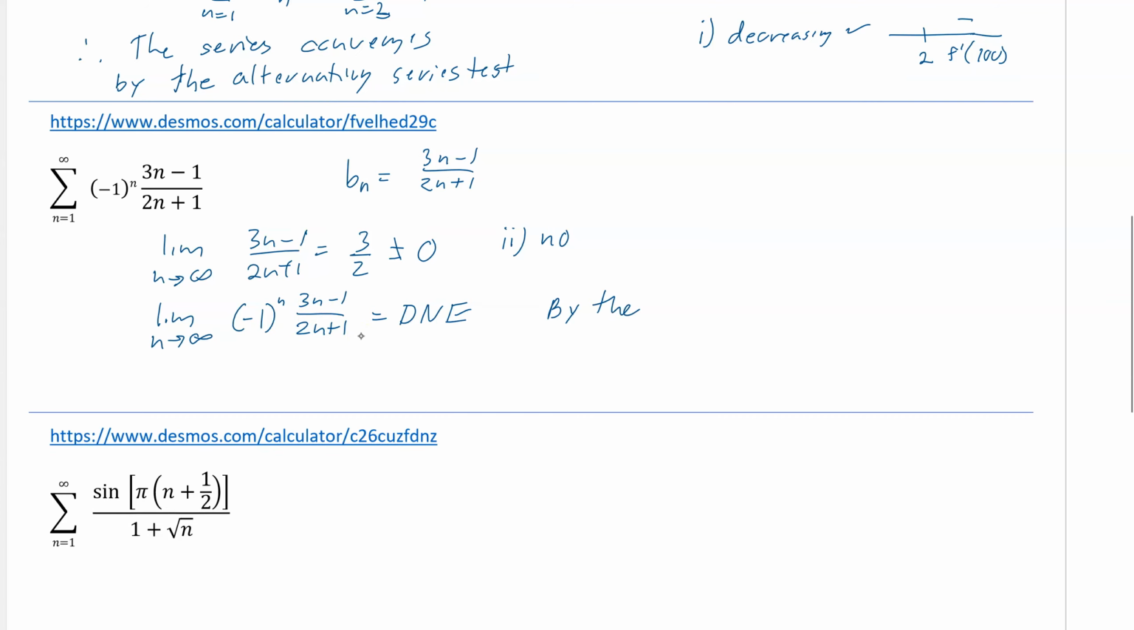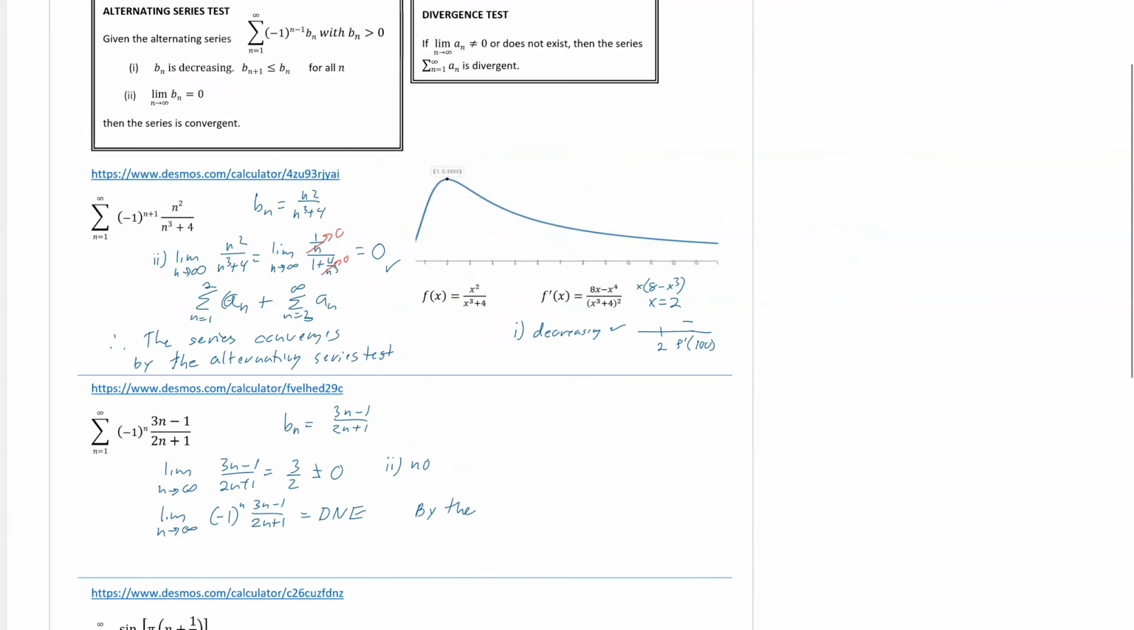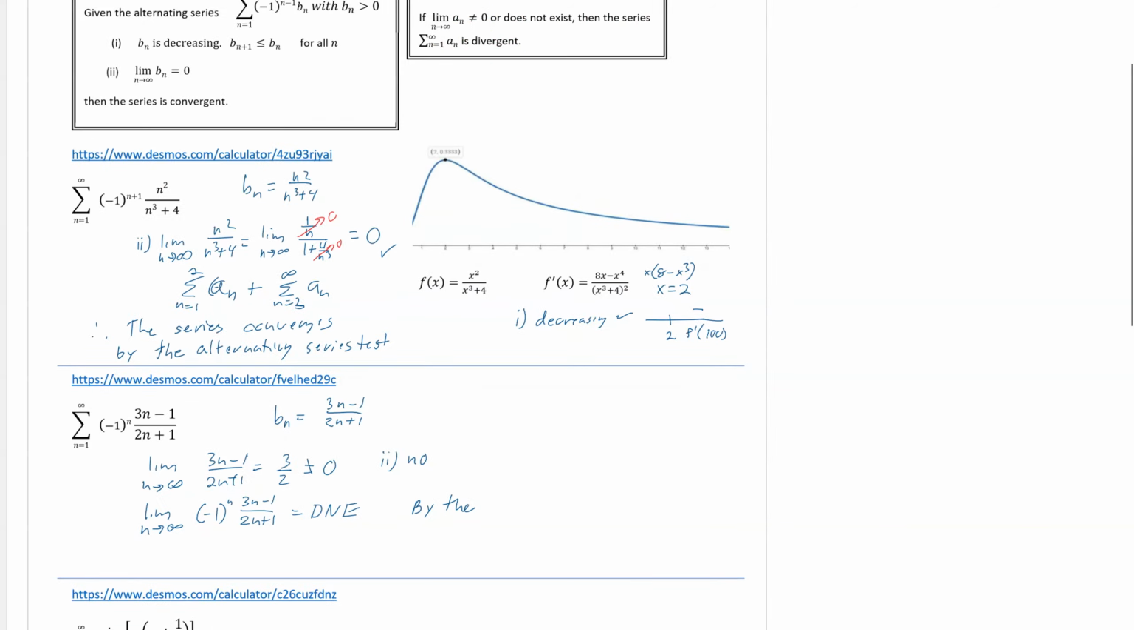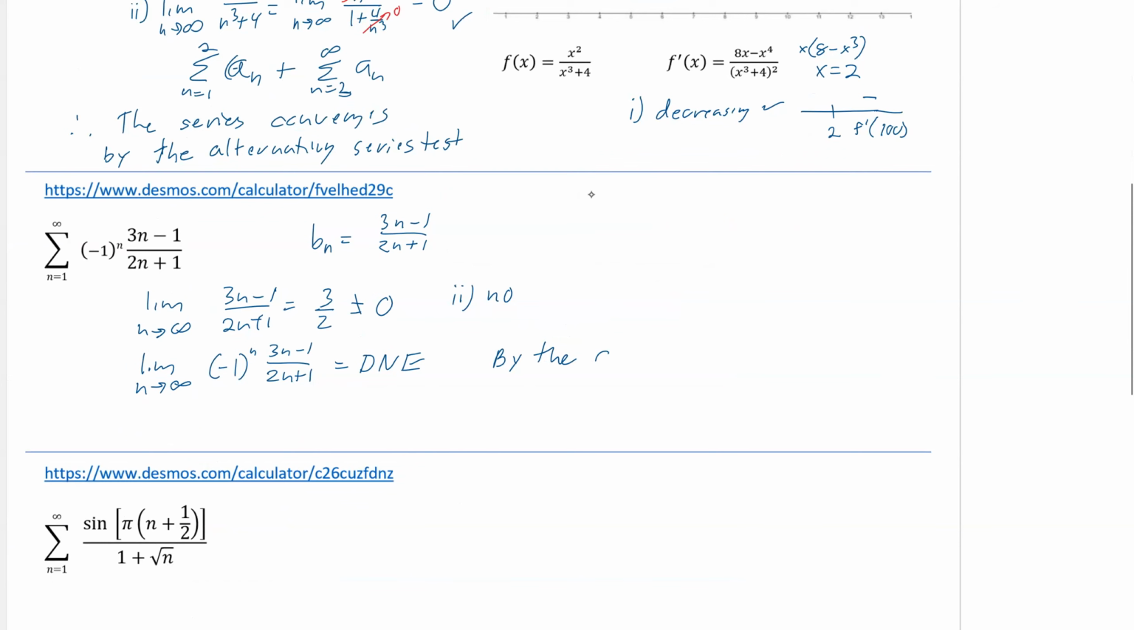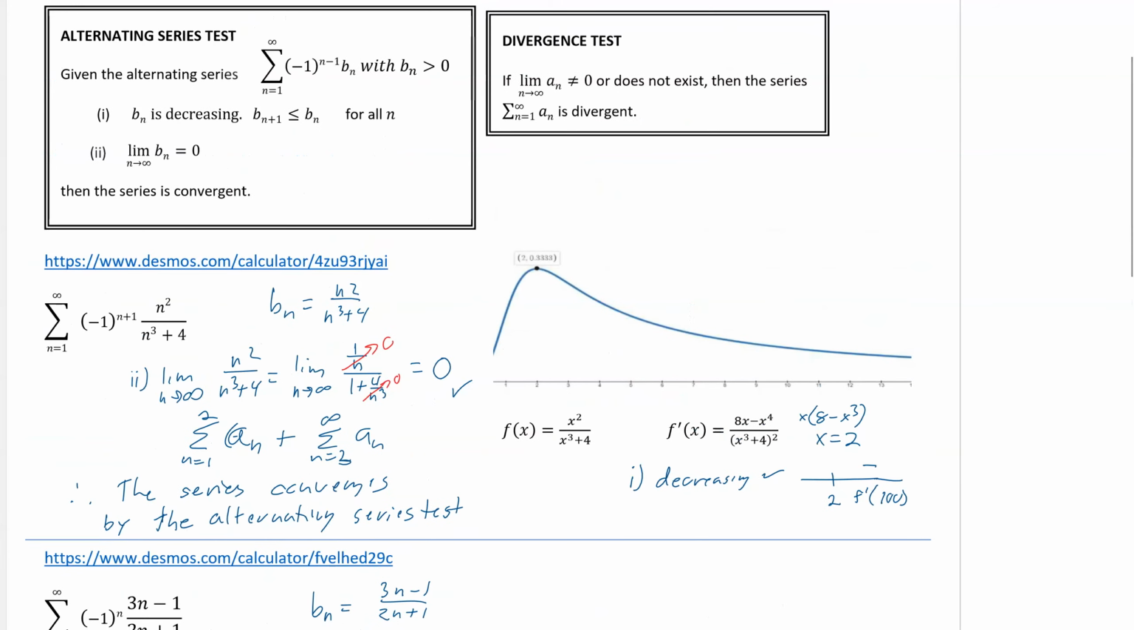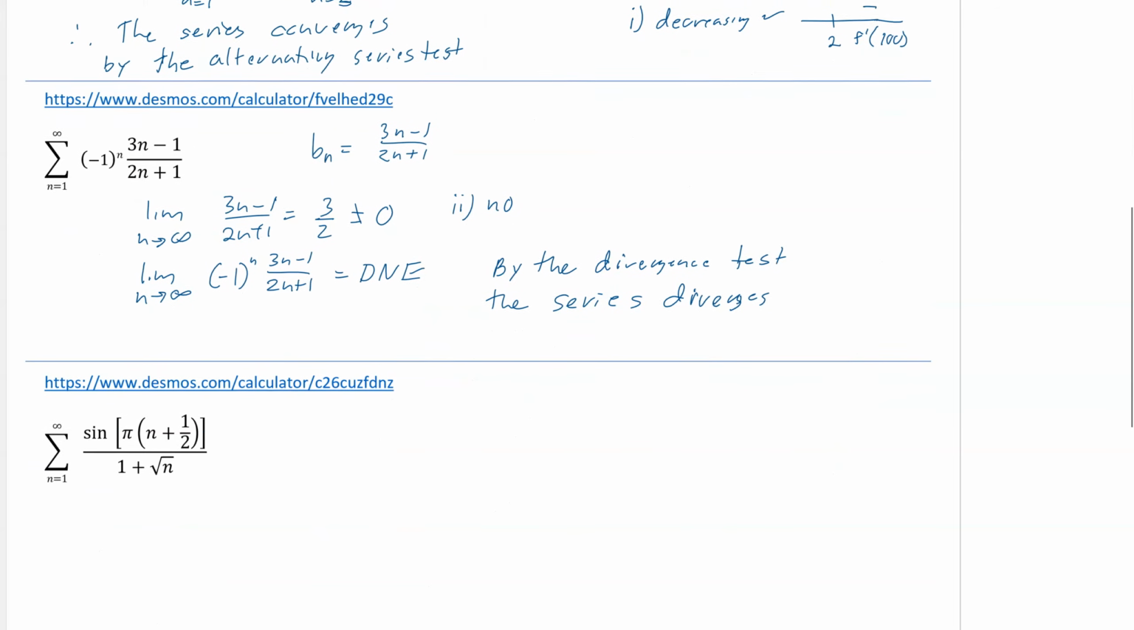So by, and we're using this one now, the divergence test, if the limit of a sub n does not equal 0 or does not exist, then the series a sub n is divergent. So by the divergence test, the series diverges. So it's a way to use both of those together. You have one that says that it can't be 0, and the other says that it equals 0, or does not exist, of course, on that one.